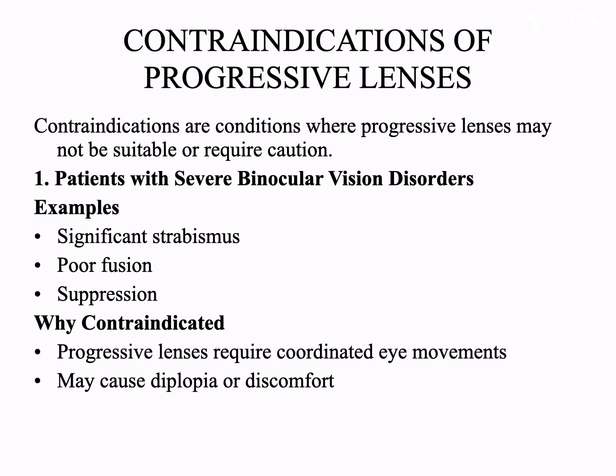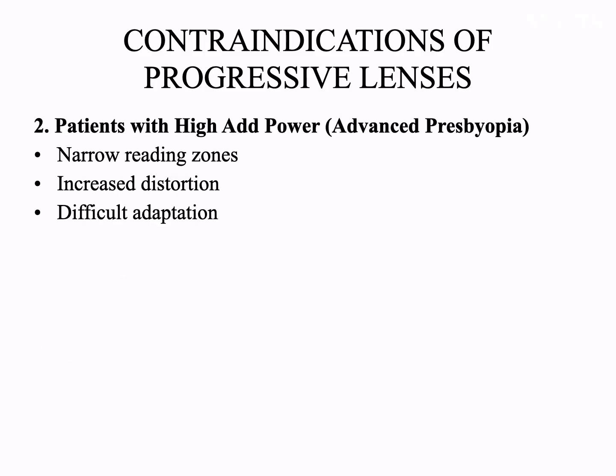What are the contraindications of progressive lenses? A. Patients with severe binocular vision disorders, for example squint, poor fusion, or suppression. And why are progressive lenses contraindicated? Progressive lenses require coordinated eye movements and may cause diplopia or discomfort. Patients with high eye powers and advanced presbyopia: narrow reading zone and increased distortion make adaptation difficult.